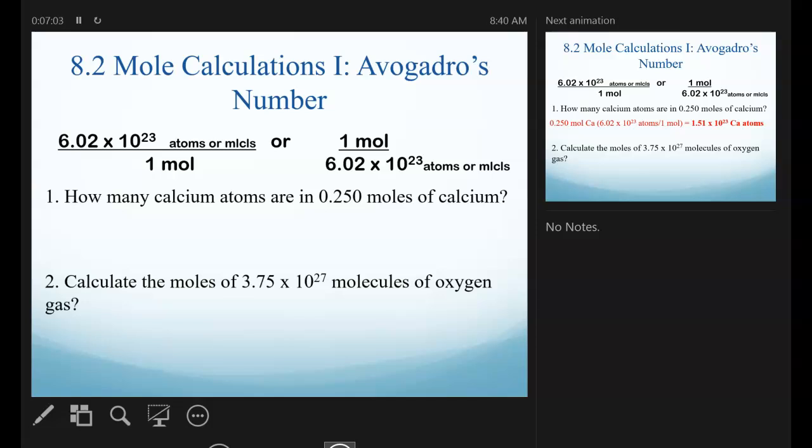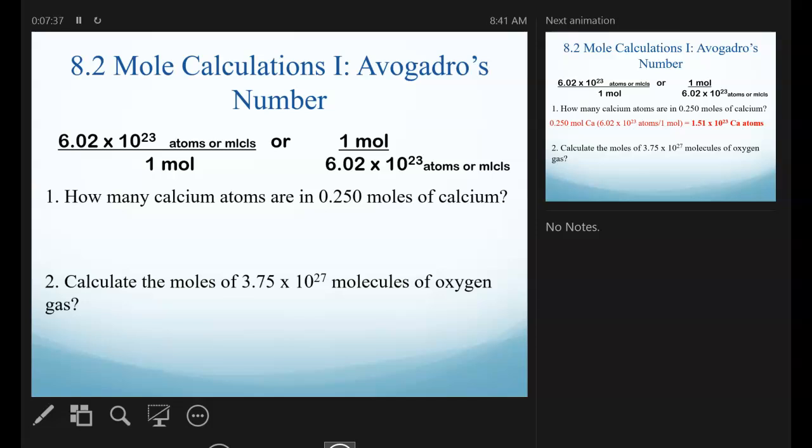But I want you to set up what is called dimensional analysis. When you start a problem, you always start with the given. Number one, how many calcium atoms are 0.25 moles of calcium? What is my given in this problem? 0.25 moles of calcium. Why does that matter? Because calcium versus hydrogen, those are different masses, and when I'm looking for mass, it's going to make a difference.